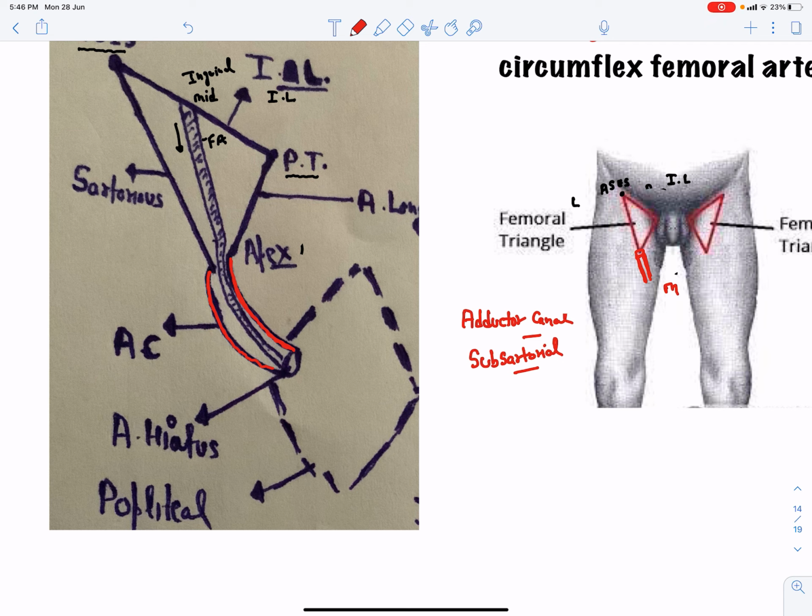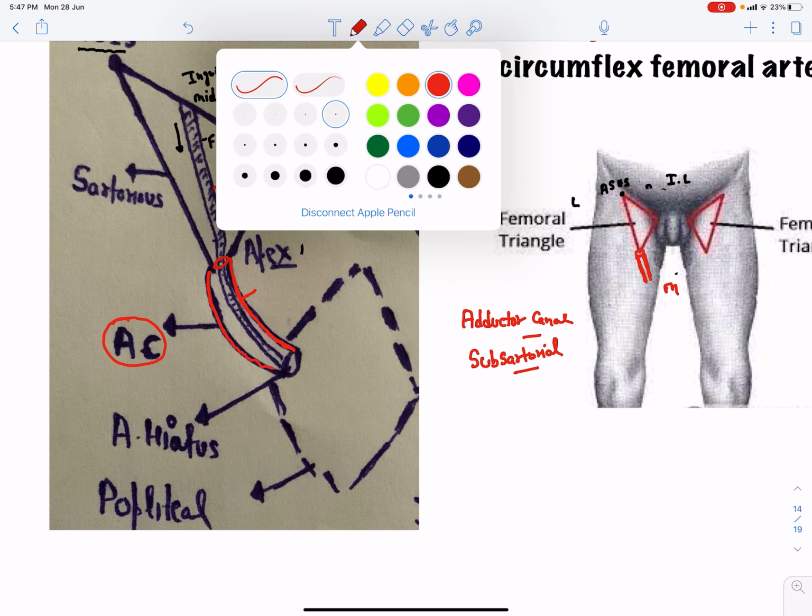Clear? So our femoral artery, this is our femoral artery here. Our femoral artery passes through the apex. Here we have the apex. So it passes through the apex of the femoral triangle, right? To enter into the subsartorial canal. Which canal do you have to enter? Adductor canal. To enter into the adductor canal, right? Then it leaves the adductor canal. See this side, this is coming down here.